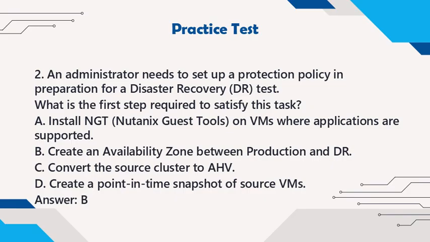2. An administrator needs to set up a protection policy in preparation for a disaster recovery test. What is the first step required to satisfy this task? A. Install NGT, Nutanix Guest Tools, on VMs where applications are supported. B. Create an availability zone between production and DR. C. Convert the source cluster to AHV. D. Create a point-in-time snapshot of source VMs. Answer: B.